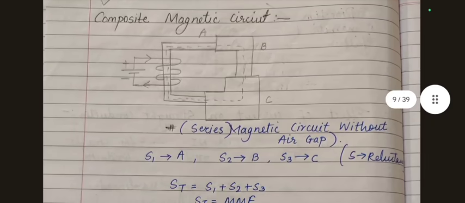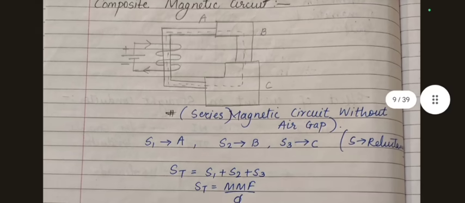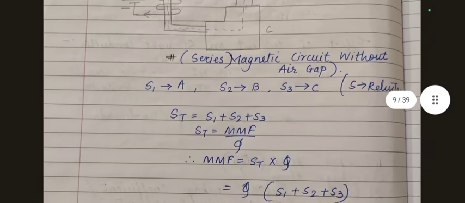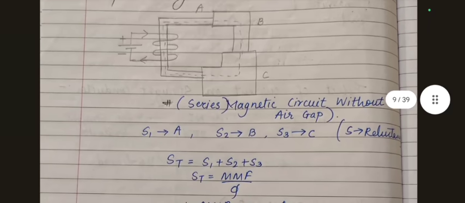Your composite magnetic circuit is there. You have to make 3 types of blocks, A, B and C, and just show the flux which is flowing through them, and you have to show here the magnetic circuit. Okay, and here the positive and negative terminal of the battery is there and current is flowing from positive to negative terminal. Just write, this is the series magnetic circuit without air gap. Here air gap is not present. 2 types are there, with air gap and without air gap. So first we are seeing about without air gap.